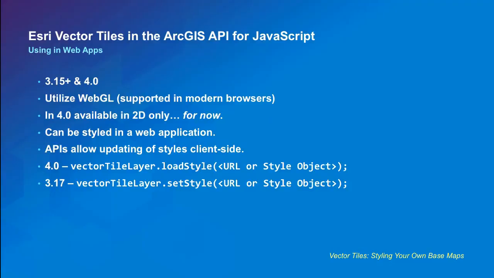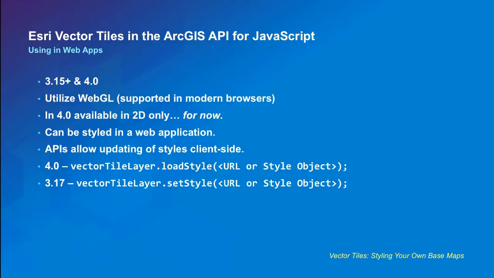And 4.0, I know 4.0's big push is 3D and scene views and everything like that, but as of right now, 4.0 vector tile is only available in 2D. But that will change upcoming as we get that into 3D. So you can style your maps directly in your web application, either at the beginning or during application runtime, however you want to do it. The API allows you to update the styles a couple different ways. So in 3x, it's called set style, and in 4.0 it's called load style.